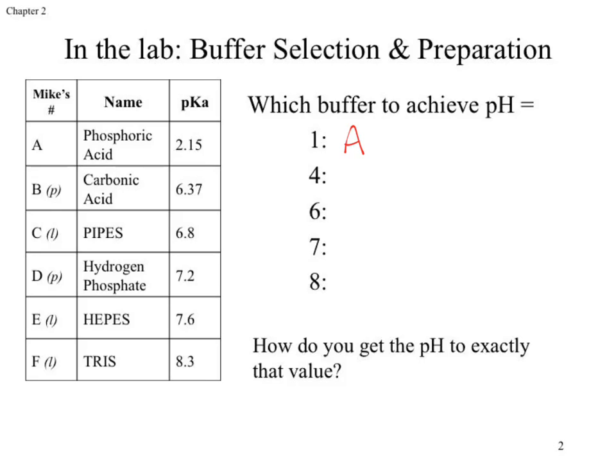I picked that pH intentionally. What's the interesting point about pH 4? That falls pretty much halfway between our phosphoric and our carbonic. So potentially either of those are possible, at least with what we've got here. You couldn't mix them.